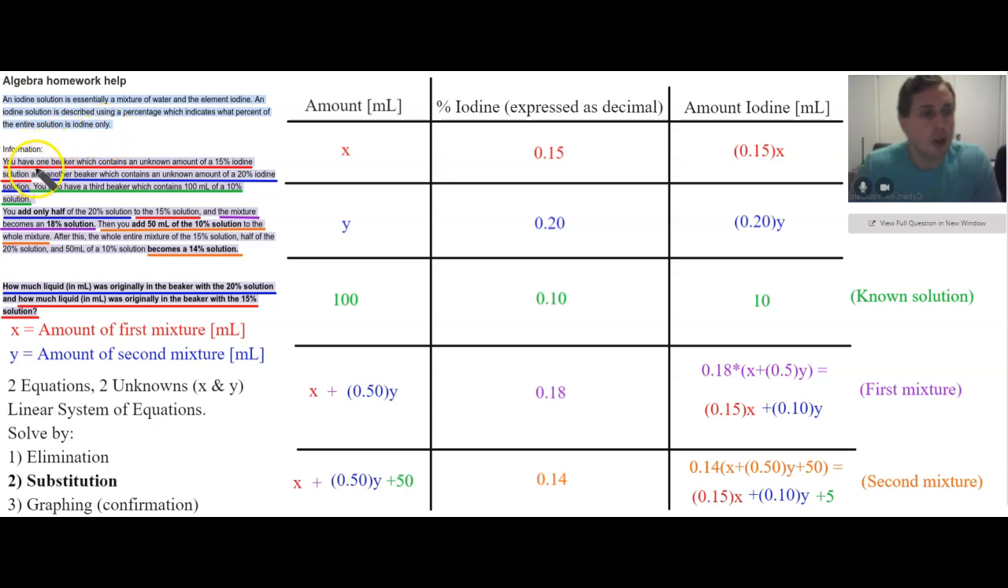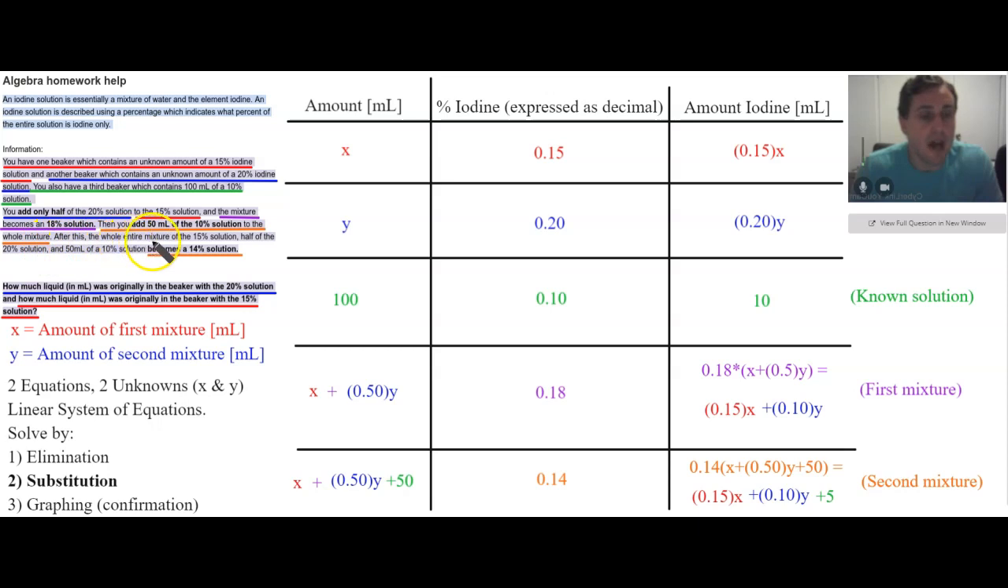Here's your information. You have one beaker which contains an unknown amount of a 15% iodine solution, and another beaker which contains an unknown amount of a 20% iodine solution. You also have a third beaker which contains 100 milliliters of a 10% solution. You add only half of the 20% solution to the 15% solution, and the mixture becomes an 18% solution. You then add 50 milliliters of the 10% solution to the whole mixture.